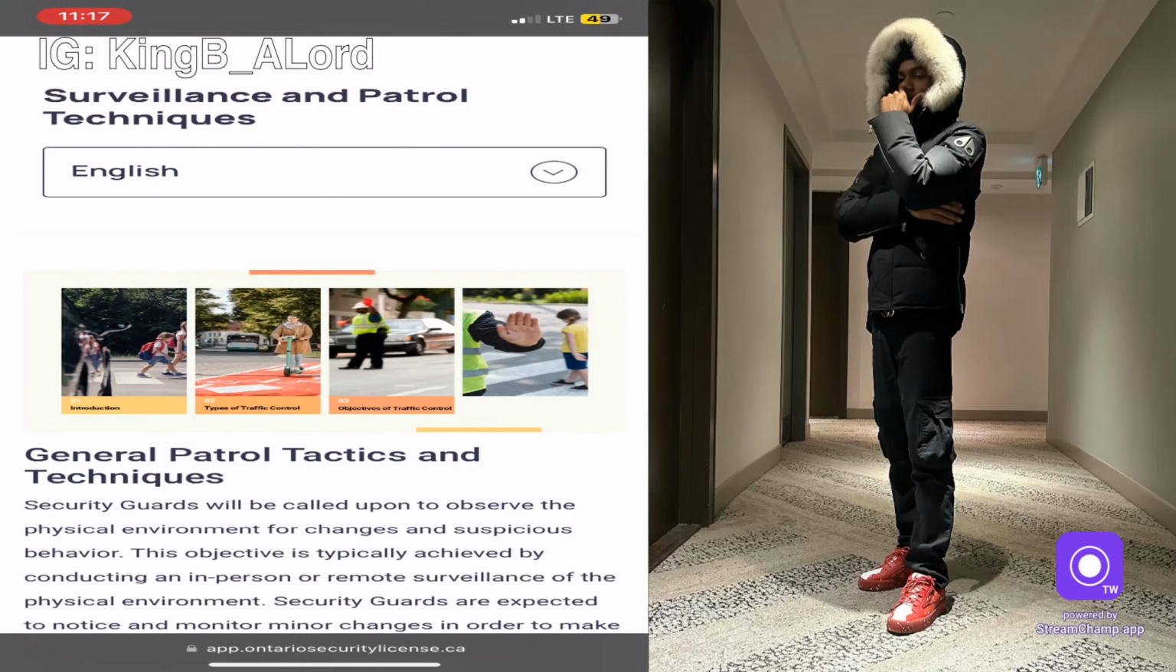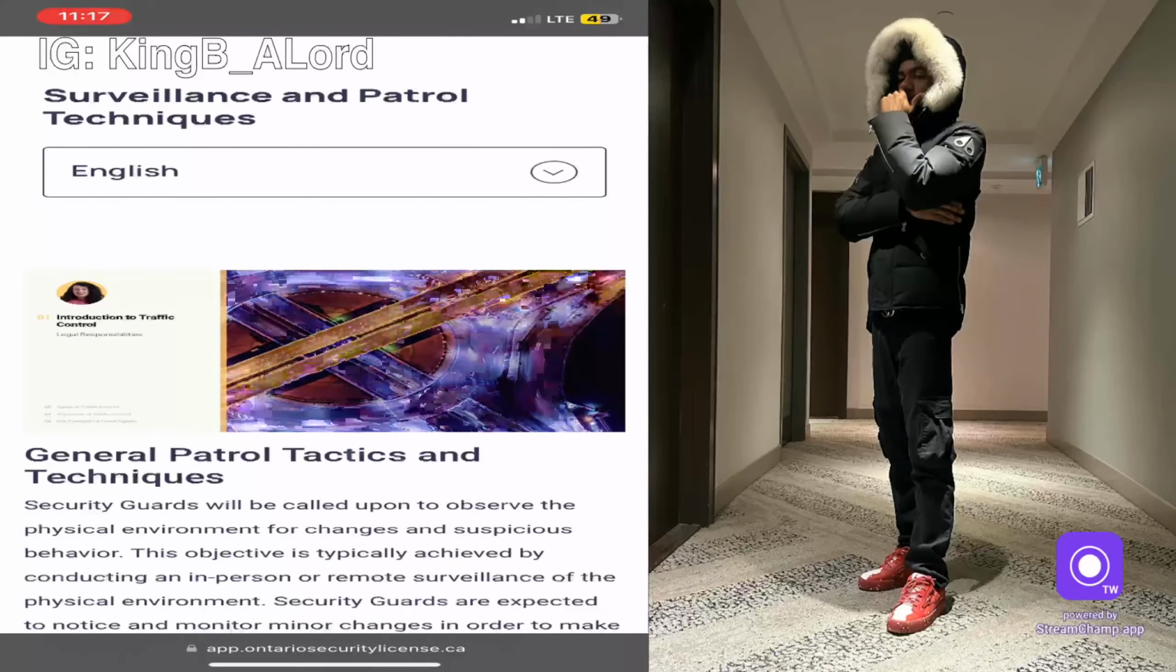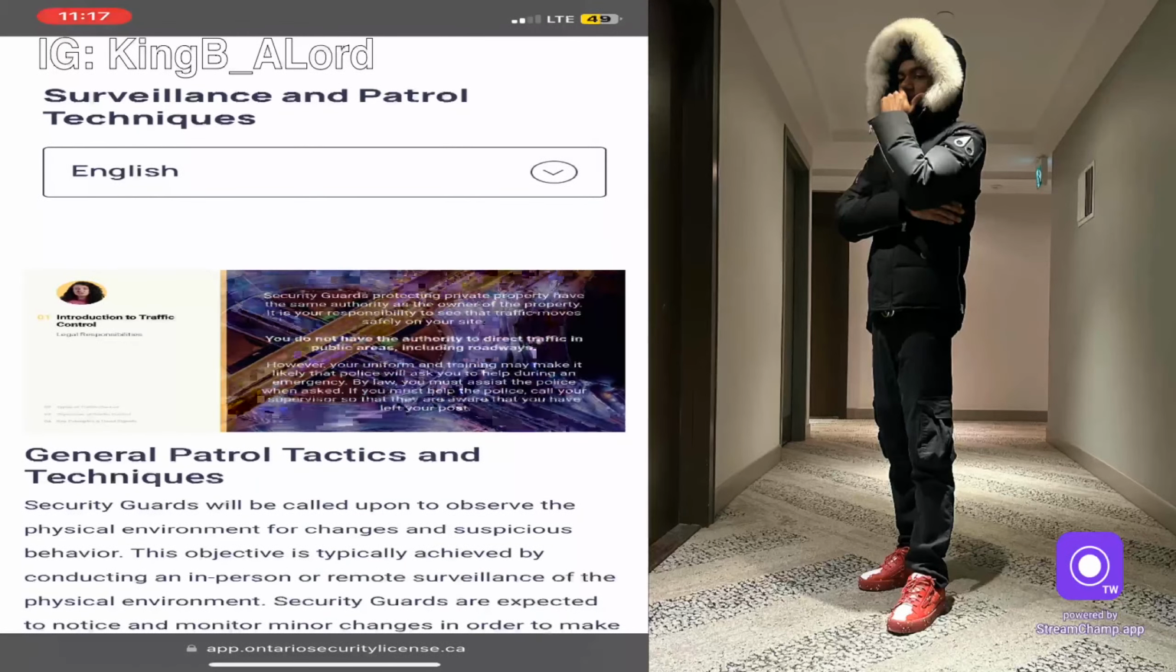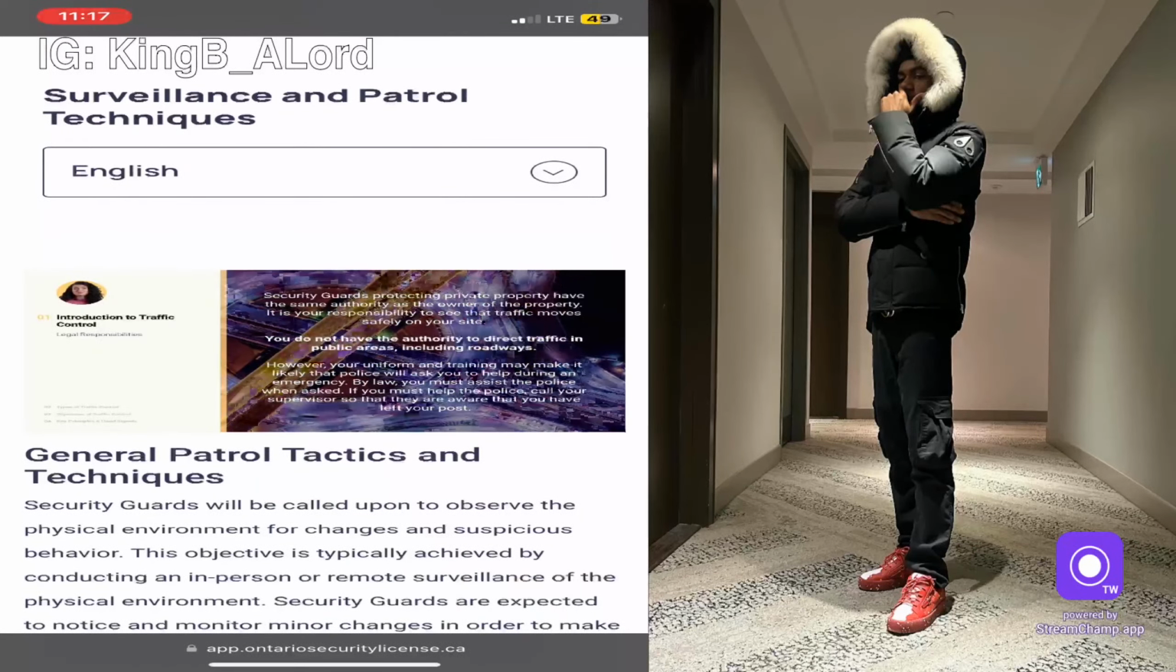Does a security guard have legal authority to control traffic? Yes and no. Security guards protecting private property have the same authority as the owner of the property. It is your responsibility to see that traffic moves safely on your site. You do not have the authority to direct traffic in public areas, including roadways.